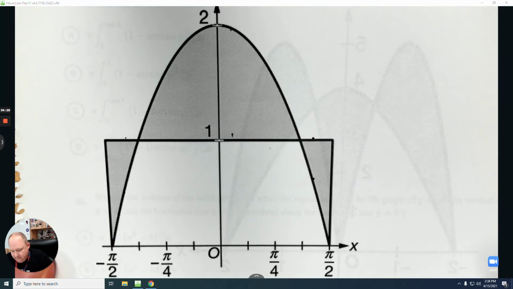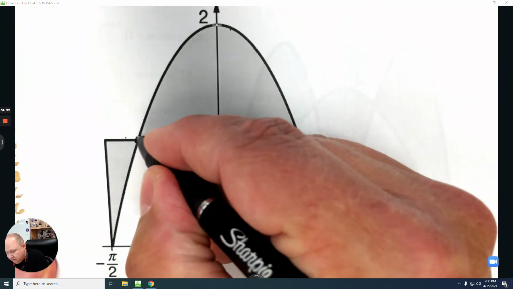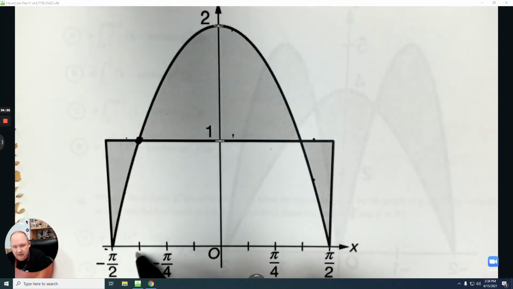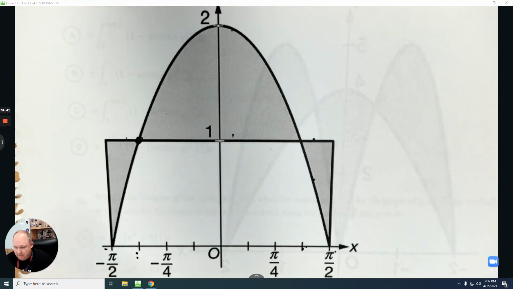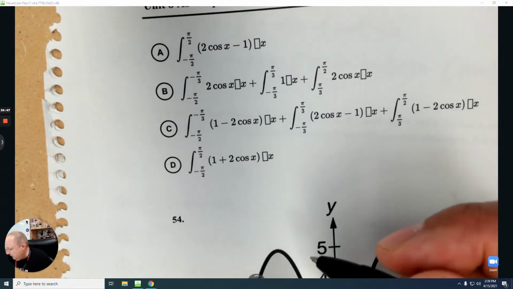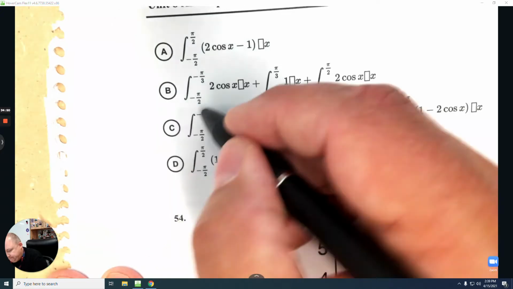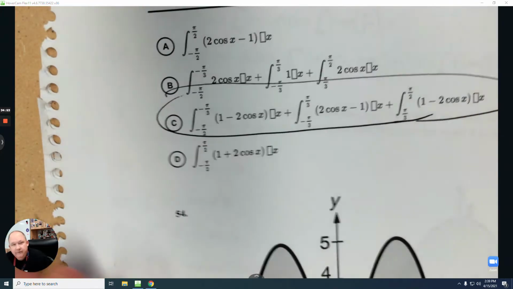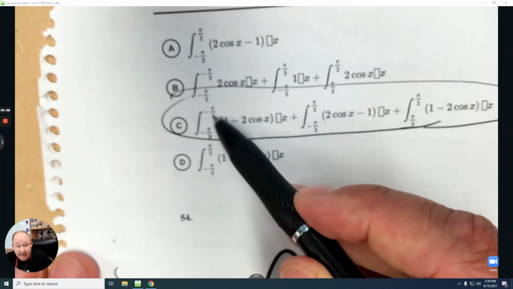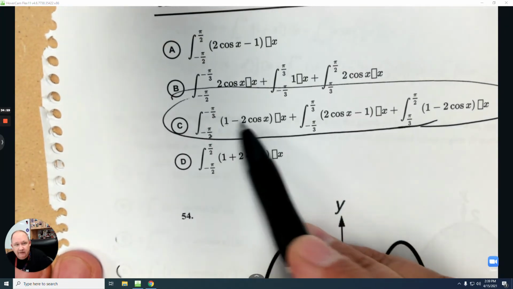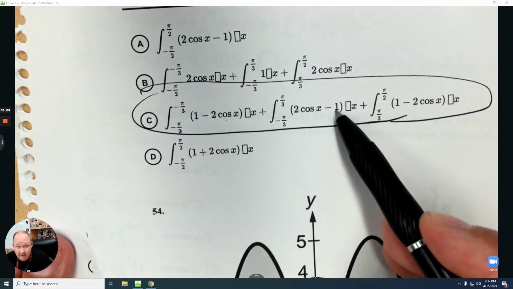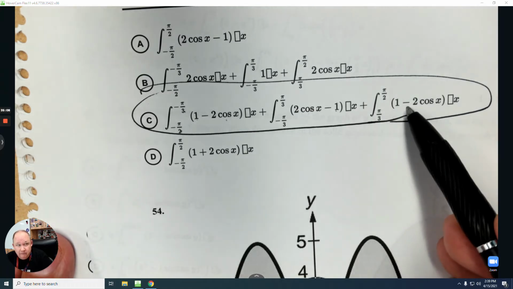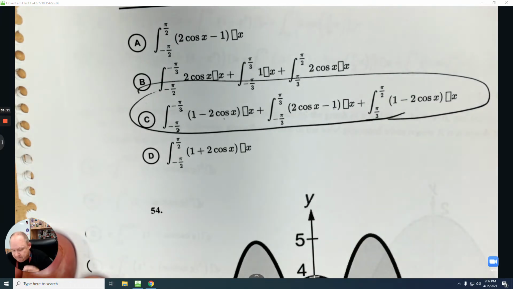And then we need to know that it goes from negative pi over 2 to negative pi over 3. And then negative pi over 3 to positive pi over 3. And then pi over 3 to pi over 2. So which one is the correct one that goes top, subtract bottom as you go along? And so that's going to match with C. So first we go negative pi over 2 to negative pi over 3, the line subtract the curve, then negative pi over 3 to positive pi over 3, the curve subtract the line, pi over 3 to pi over 2, the line subtract the curve. So it's the correct top subtract bottom with the correct bounds.